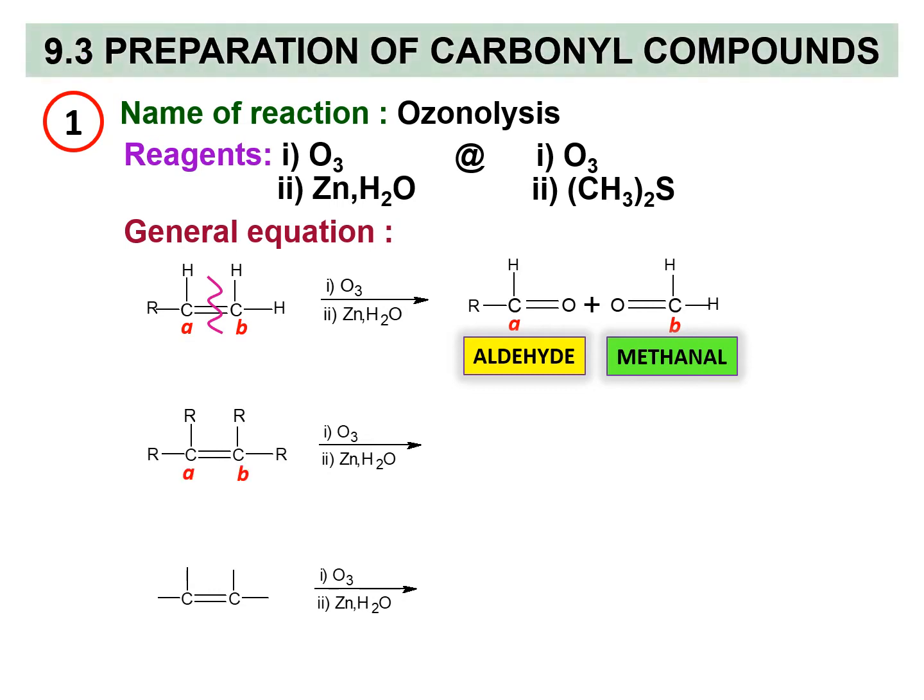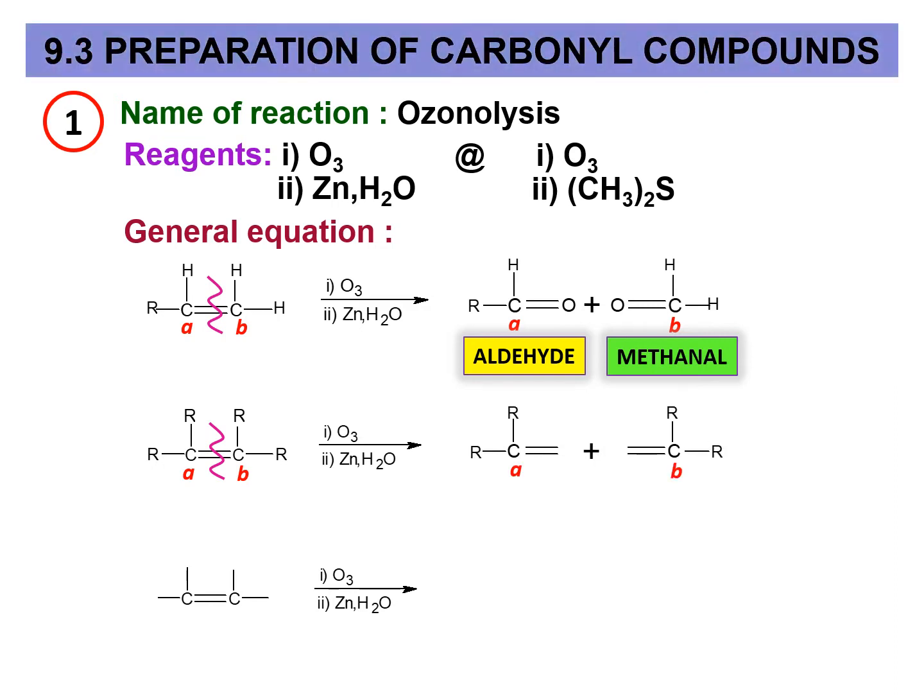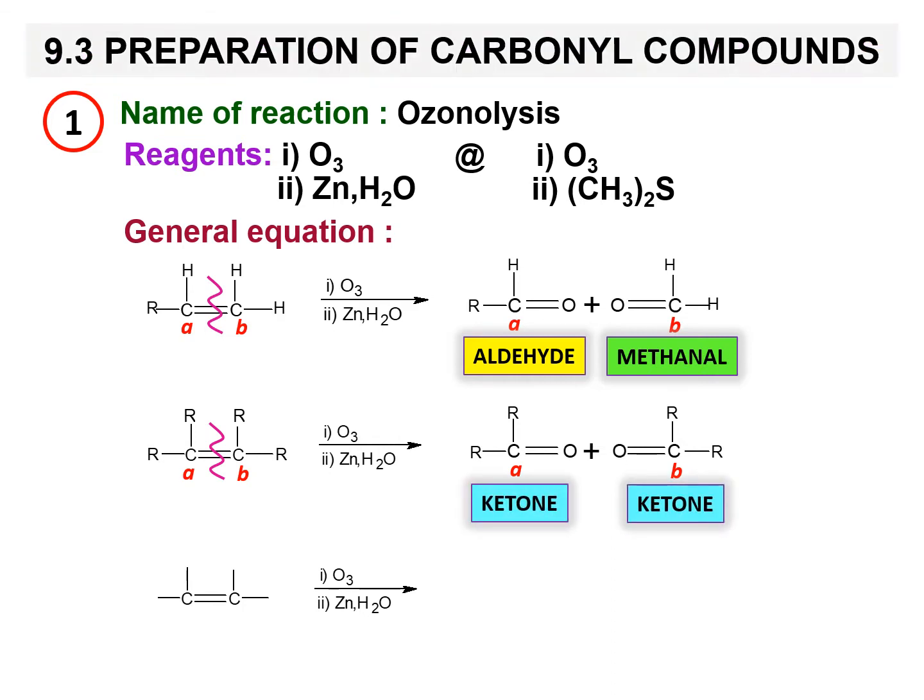The second example, if we have all four alkyl groups bonded to the carbons labeled as A and B, just do the same step: separate both of these carbons at the double bond and place oxygens on both of these halves. For this example, we will get a mixture of ketones.